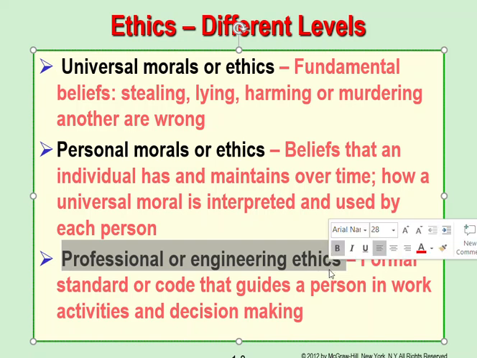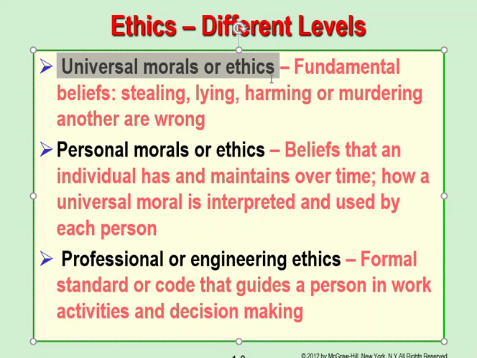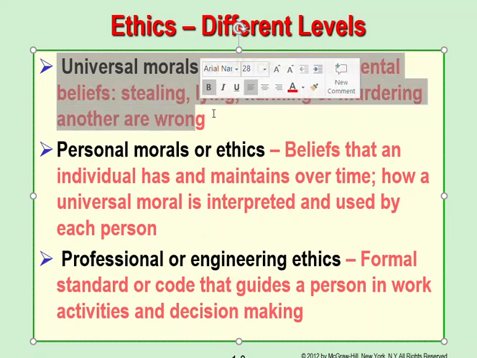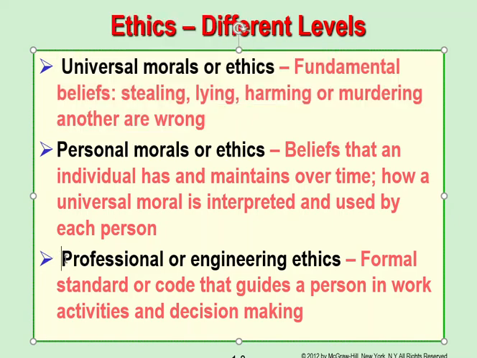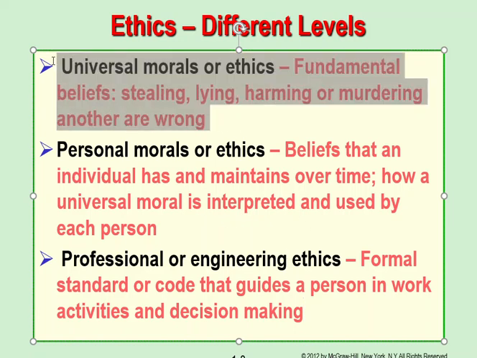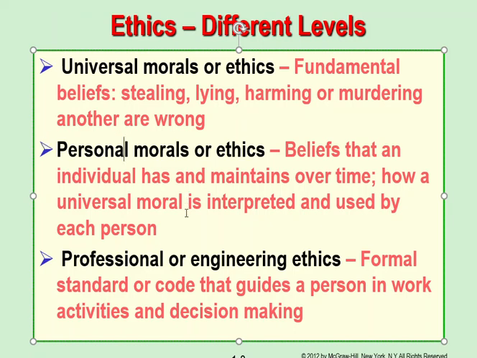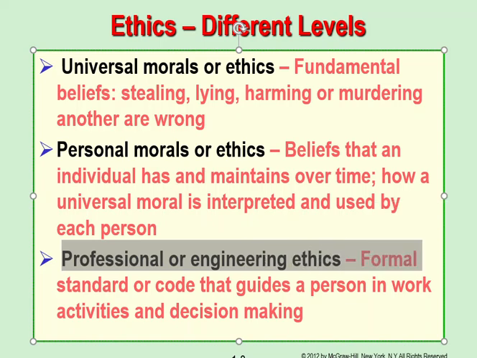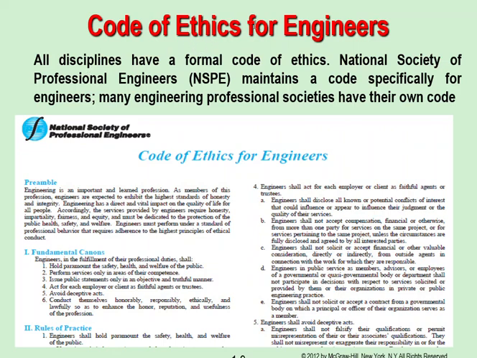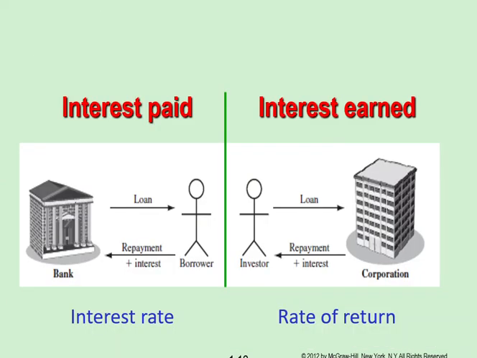What the career of engineering is asking you to follow. Yes, we have something we call universal morals. You do not cheat, you do not kill, you do not hurt others, you do not lie. This is fine. But as engineers, we stick with the professional ethics, which will most likely include some universal morals, if not all of them, and maybe some of your personal morals. But the priority is for professional engineering ethics. As engineers, we have a code of ethics we have to follow. Back to the idea of interest rate here.